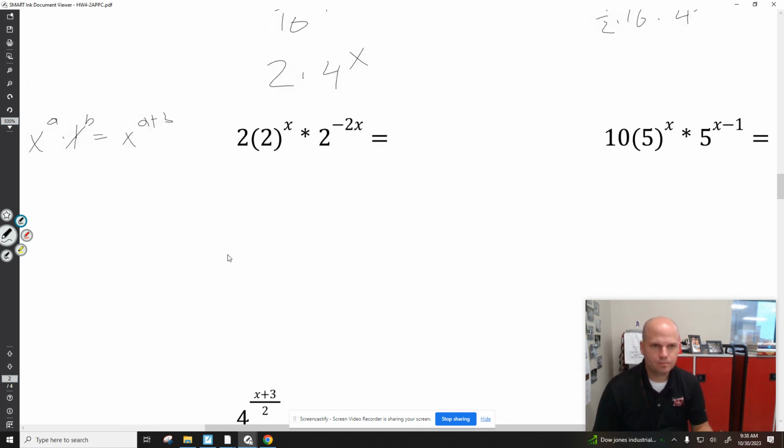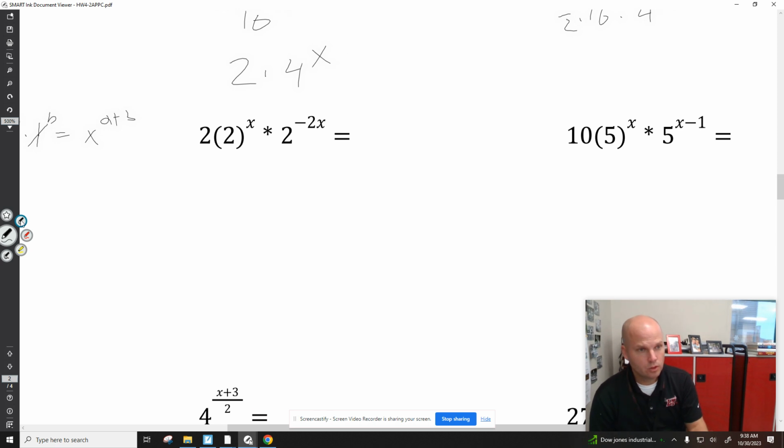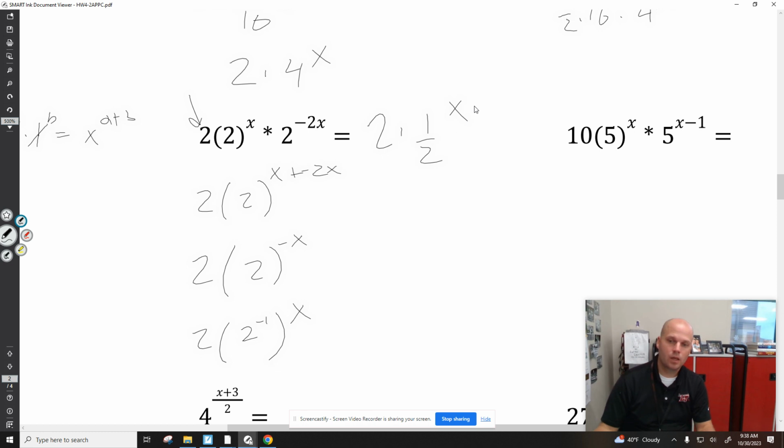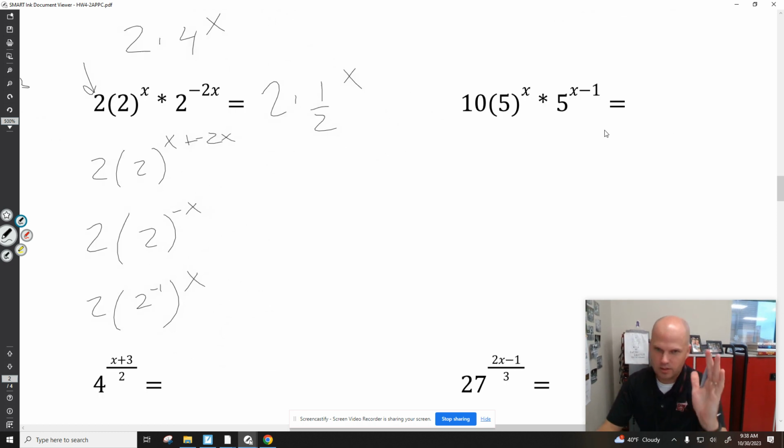Let's do another one. Lots of 2's. Can't multiply that 2 by anything, so don't. What I'm going to do is use my property where we can add the exponents. Cool. Realize that I have a certain amount of x's, 1 negative x. Realize that I could write this as 2 to the negative first to the x. Realize I can write 2 to the negative first as 1/2. This is what we want our answers to be.